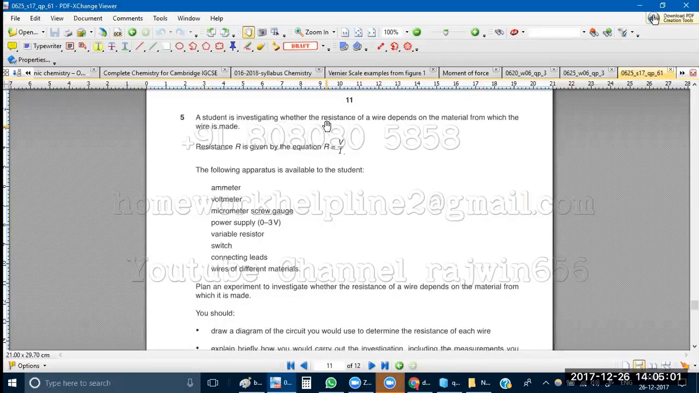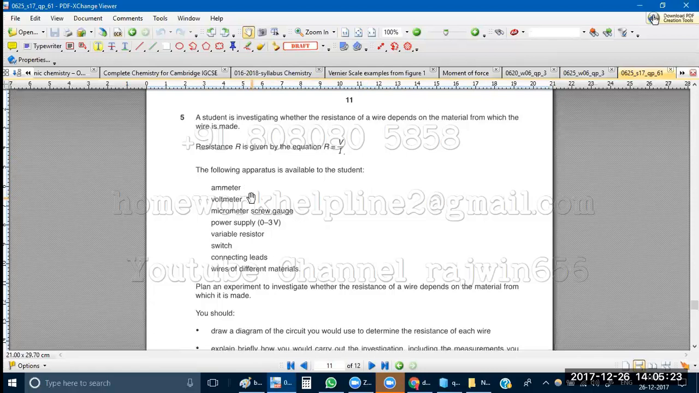A student is investigating whether the resistance of a wire depends on the material from which the wire is made. Resistance R is given by the equation R is equal to V upon I. So basically this is Ohm's law equation. The following apparatus is available to the student.